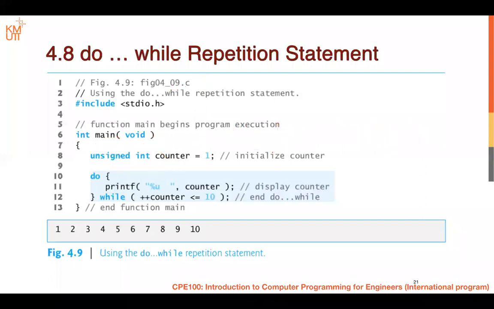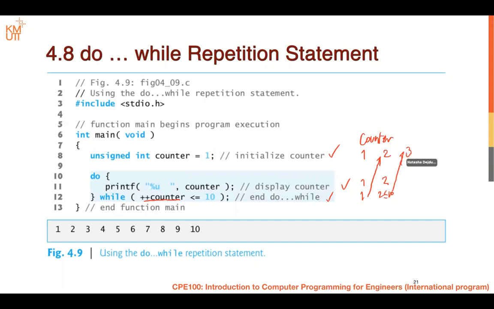Okay, this is an example of a do while loop. We want to print the counter. Assign counter as an unsigned integer, and then print out the counter, and then in the while condition we add to the counter. Okay, I will do it step by step. Now counter is one, print out one, and then check if it is less than or equal to 10. And then the counter will be 2, and then print 2 and check whether it is less than or equal to 10 or not.